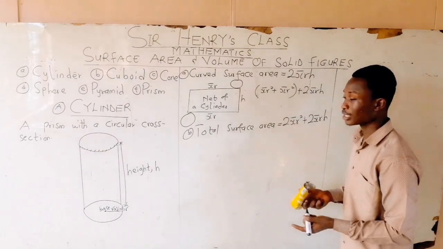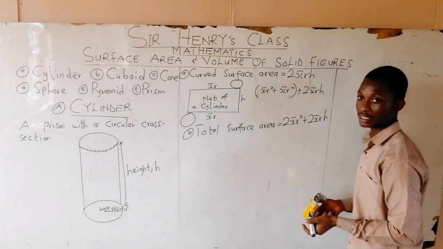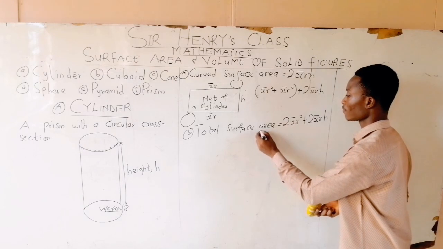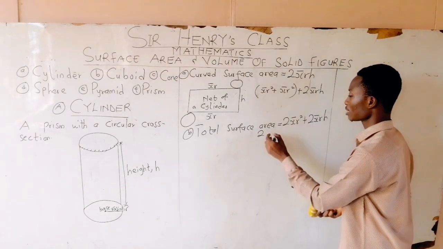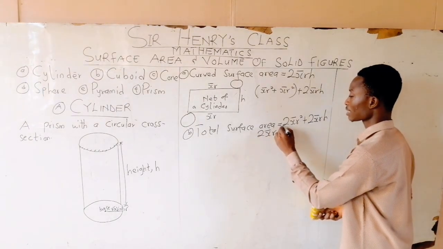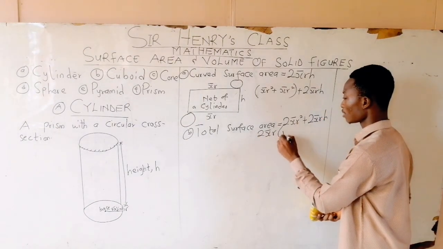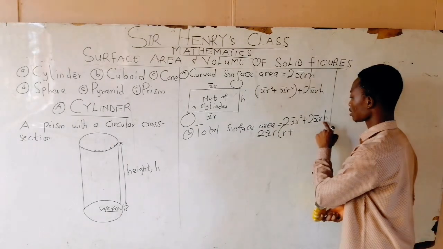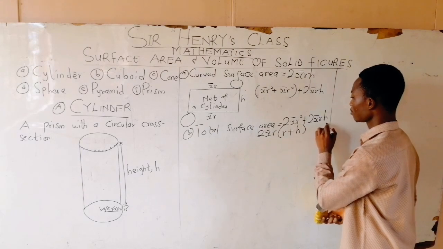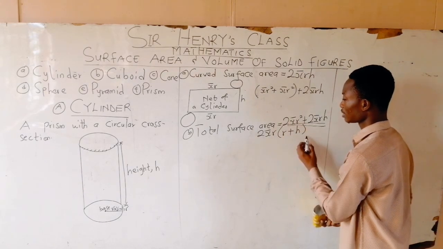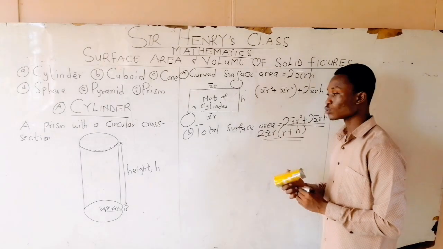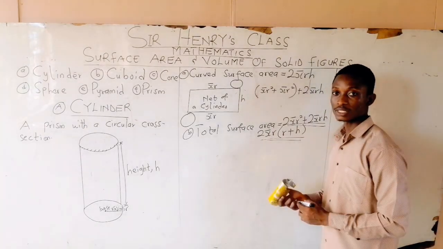Basically, you can write this in another way, for those who know factorization. 2 is the common factor, it comes out. Pi is common, it goes out. R is common, I factorize r. So I'm left with r plus h: 2 pi r (r plus h). So this is a formula, and you can also write it this way. It is also accepted. Any form you choose to answer the question in, you're going to get your answer.